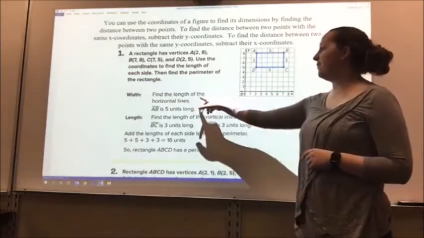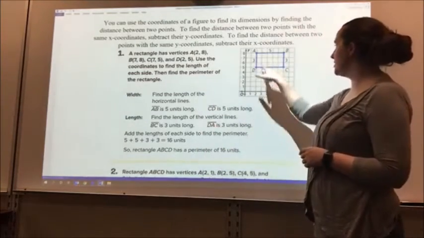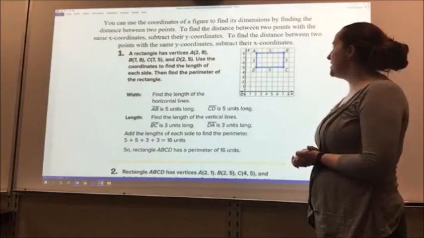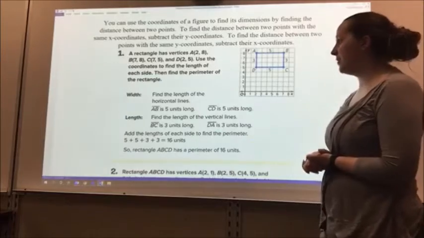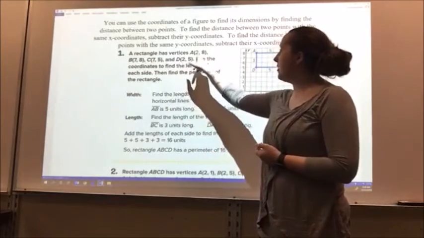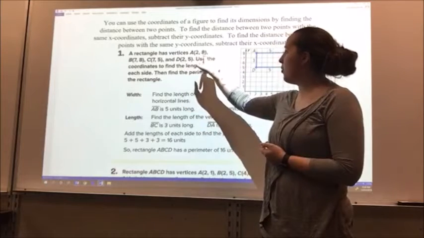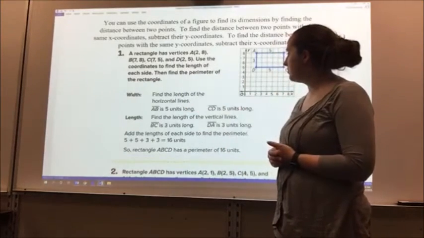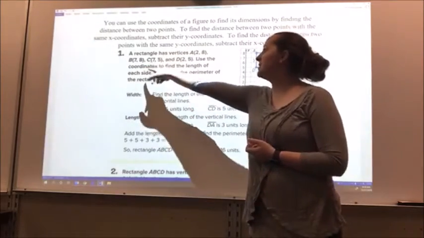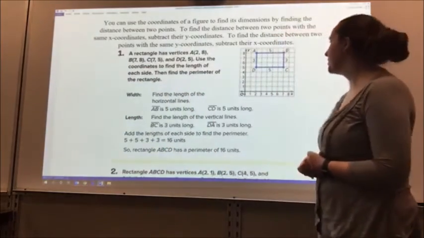For the width, I find the length of the horizontal lines, these 2 lines right here. So AB is 5 units long and CD is 5 units long. We found this out by saying from A to D, they have the same x, so I subtract my y. I'm sorry, A to B, they have the same y, so I subtract my x. 7 minus 2 gives me 5, okay?